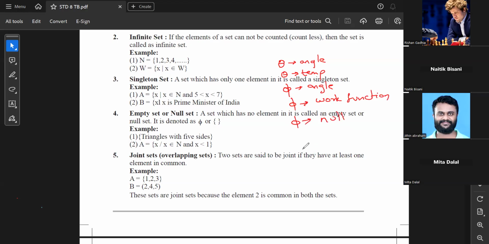There are so many symbols. One thing can be used at various places, so it's not compulsory that one symbol is used in only one place. No, it is not like that. Clear?